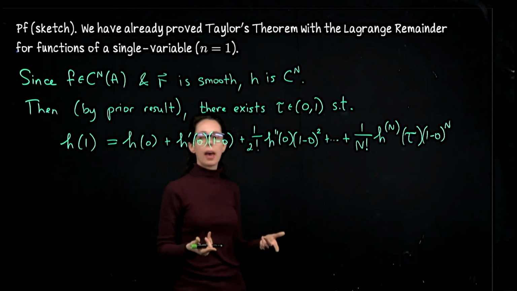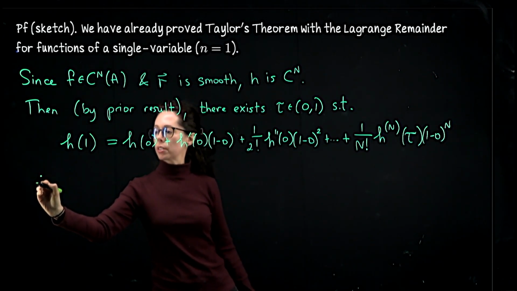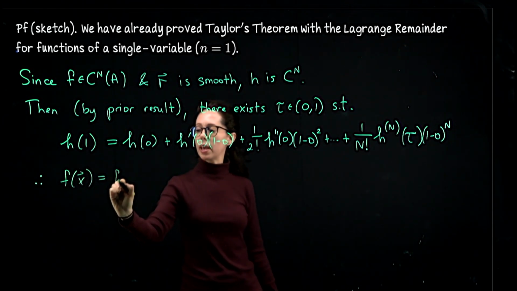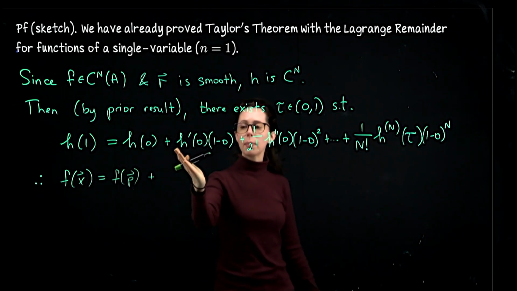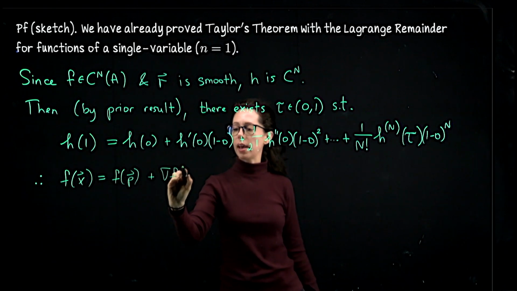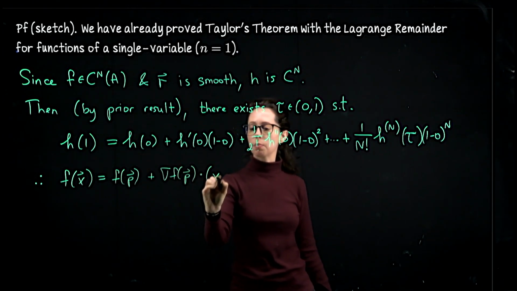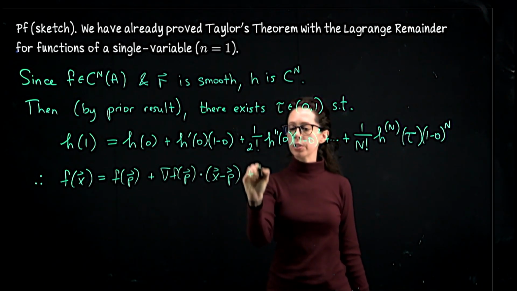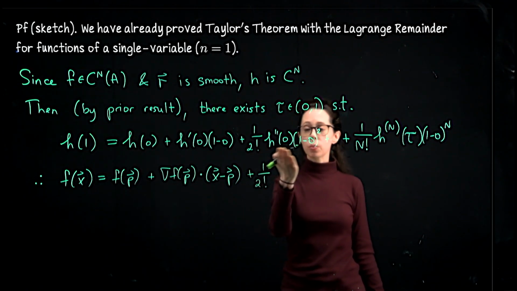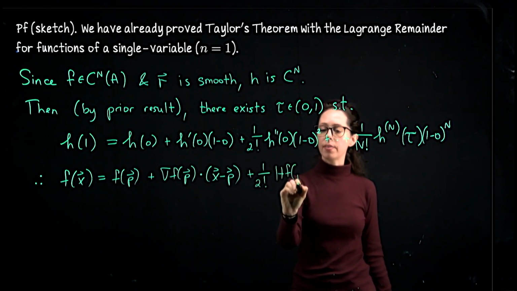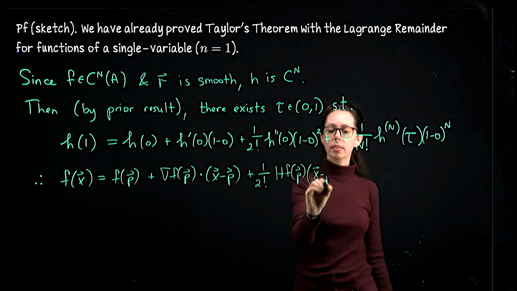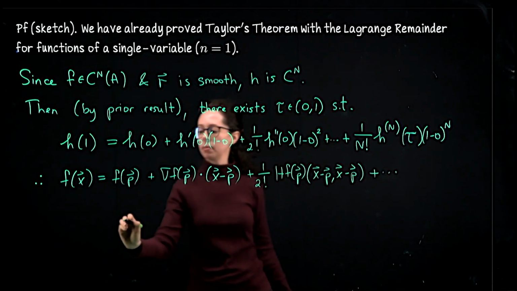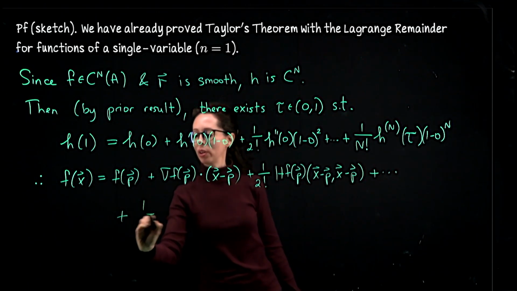But now we can translate it to f. So h of 1, we know, let me write just therefore: H of 1 is f of x. H of 0 is f of p. H prime at 0, we computed as the gradient of f at p dotted with x minus p. And then 1 minus 0, every time we see that, that's just the number 1. Plus 1 over 2 factorial, and then this we explicitly showed was the Hessian of f at p acting on the pair of vectors x minus p, x minus p. And then I made a claim, and I'm going to keep using the claim to write 1 over capital N factorial.